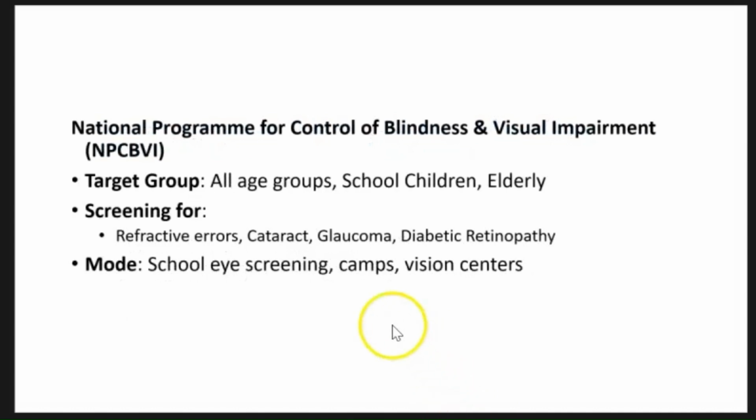Another example is the National Program for the Control of Blindness and Visual Impairment. Our target group is all age groups, school children and the elderly as well. And we screen them for refractive errors, cataract, glaucoma, and diabetic retinopathy. So we are doing school eye screening camps and screening in various vision centers as well.